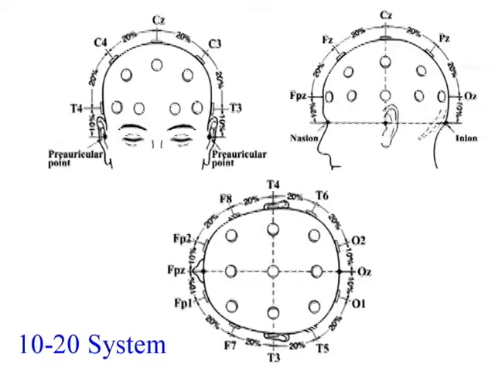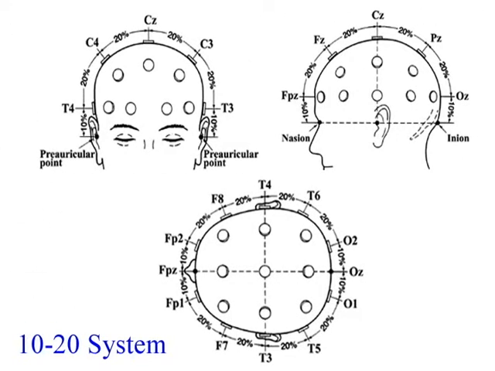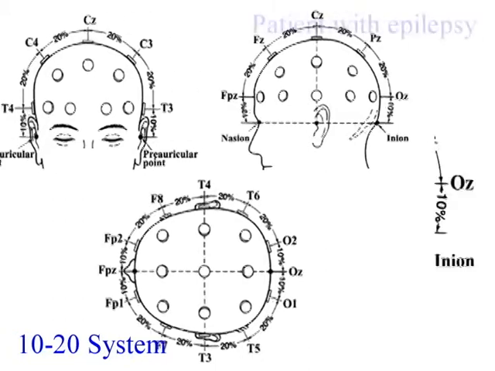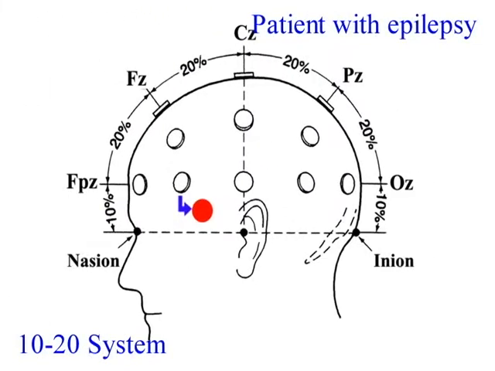During electrode application, the inter-electrode distance is divided into 10%, 20%, and 20%, hence the name 10-20 system. If the subject is a patient with epilepsy, then shifting F7 and F8 electrodes backwards by 1 centimeter and downwards by 1 centimeter may facilitate recording abnormal waveforms from the anterior part of the temporal lobe.